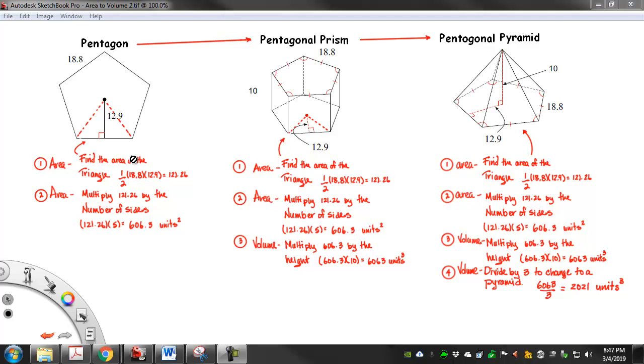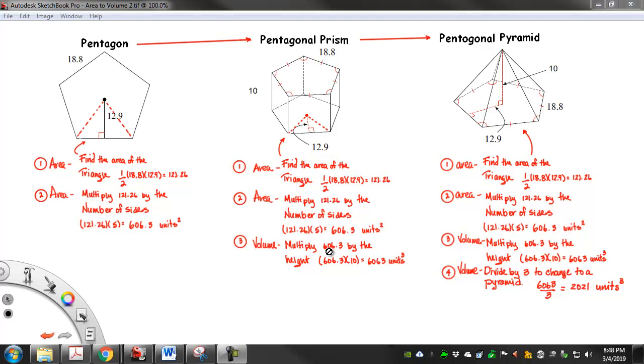So the number of sides is 5. So the area inside this pentagon is 5 times 121.26, which gives us 606.3 units squared. Now once I know the area inside here, you can see the base here and the base inside here. It's the same idea. I know what one of these is, and so I just need to simply multiply that by the height. So you can see here the step number 2 is the same.